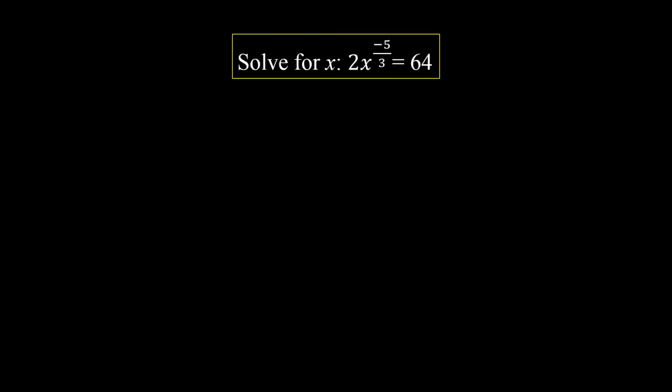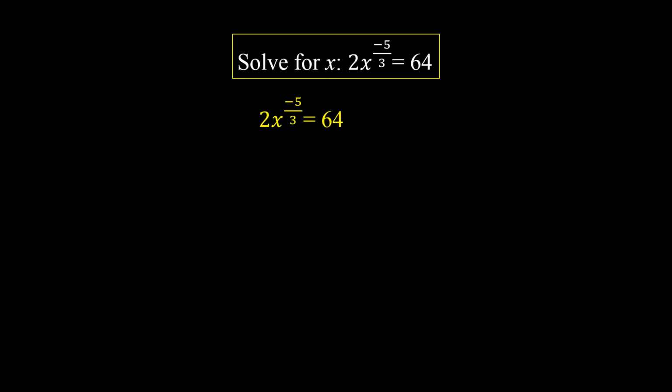Now we come to another type of equation: the exponential equation. Look at the question. 2x to the power negative 5 over 3 is equal to 64. How to solve for x? Okay. First, we can simplify this equation.